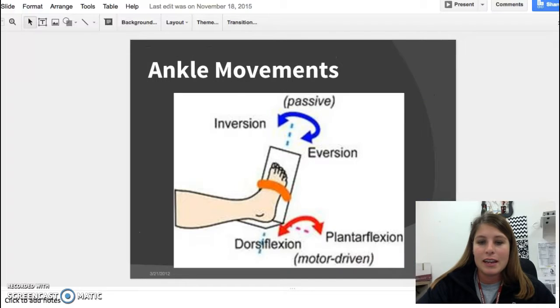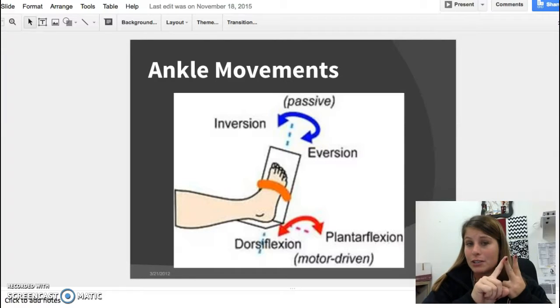Here's a picture just showing you your foot in neutral. Toes going in is inversion. Toes going out is eversion. Toes going up towards the shin is dorsiflexion, and toes down towards the ground is plantar flexion. So those are the four movements of the ankle: dorsiflexion, plantar flexion, inversion, and eversion.